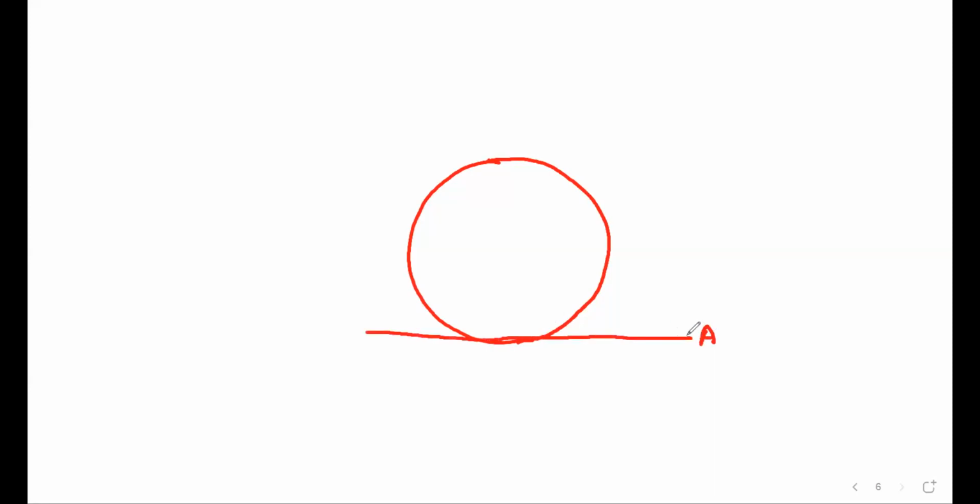So the length of the tangent from a point A at a distance of 5 centimeters. So we are having a circle. Now the length of the tangent from a point A. So this is A, and from here we are drawing a tangent like this, at a distance of 5 centimeters from the center. So the distance of this A is 5 centimeters from the center. And the length of the tangent is 4 centimeters.